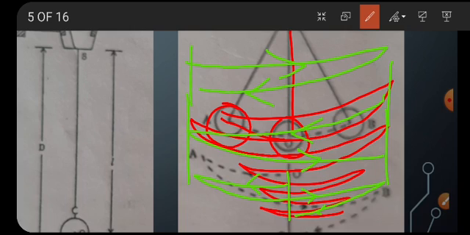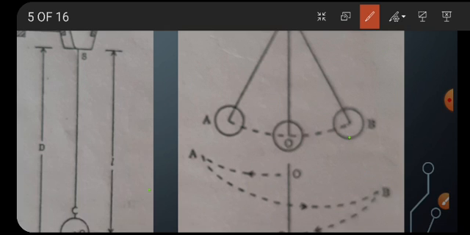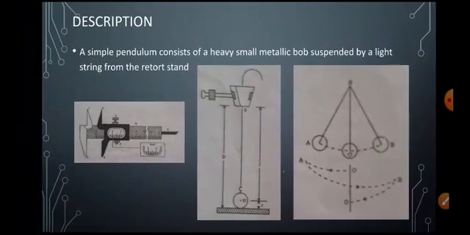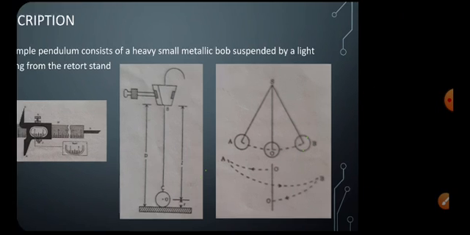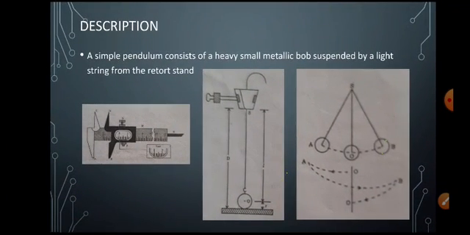Now when the bob reaches your reference point, you switch on the clock watch. The clock watch is started when the bob crosses the mean position or your reference point. It is counted as 0. When the bob crosses the reference point again, you count 1, 2, and so on up to 20 oscillations. You have to count 20 oscillations.